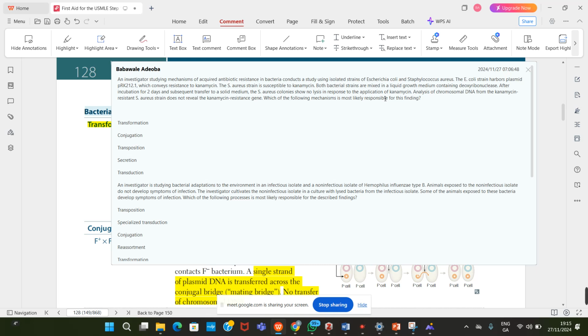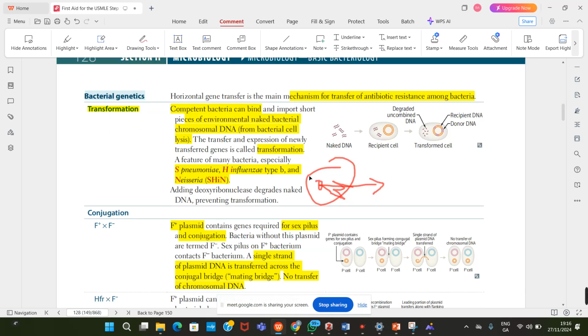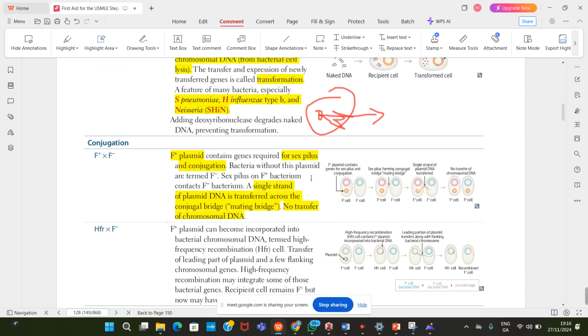Okay, so many things could have been responsible for that. They now said that they did analysis of the chromosomal DNA from kanamycin resistant Staph aureus, but they did not see the kanamycin resistance gene. So if they are not seeing the kanamycin resistance gene in the chromosomal DNA, where will it be? It is going to be in the plasmid. So it means that this E. coli only transmitted its plasmid to the Staph aureus. And which interaction did we say involves only plasmid transfer?